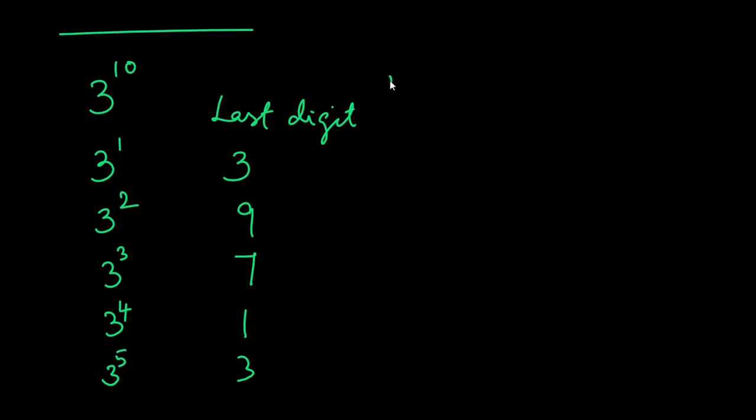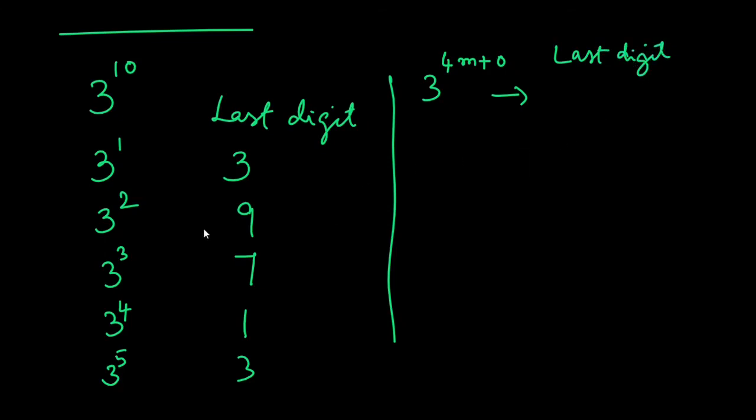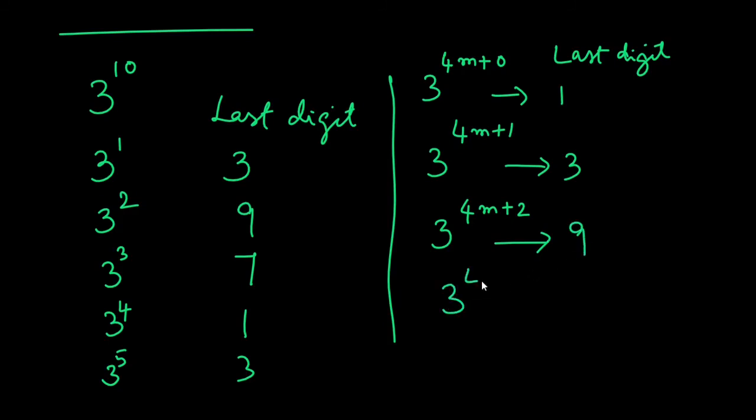So here also we can mention that 3 power 4m plus 0, last digit is 1. 3 power 4m plus 1, last digit is 3. 3 power 4m plus 2, here last digit is 9. 3 power 4m plus 3, we got 7 for 3 power 3. So this is also 7.